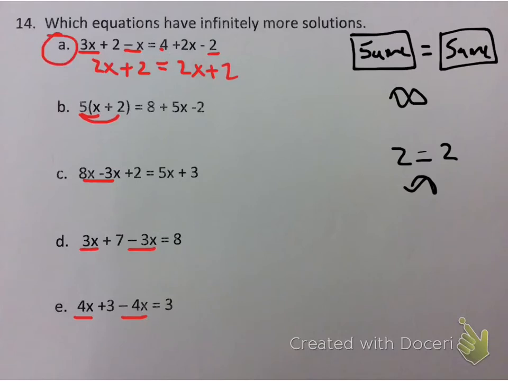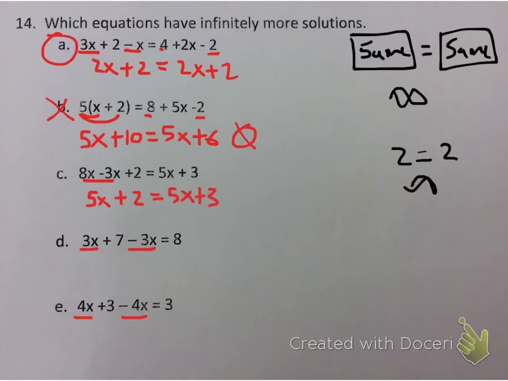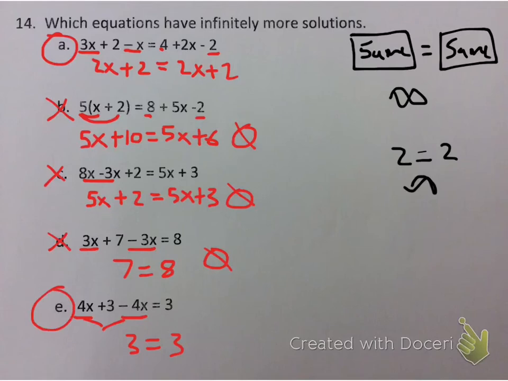So check, that's 1. This would equal 5x plus 10 equals, if I combine my 8 and my minus 2, I'll get 5x plus 6. This is no solution, so no. 8 minus 3 is 5x plus 2 equals 5x plus 3. No solution. Nope. This one, these cancel out, so I have 7 equals 8. No solution. So nope. This one, again, these 4's cancel out, so that's 0. And I'll have 3 equals 3. Yep. So A and E.